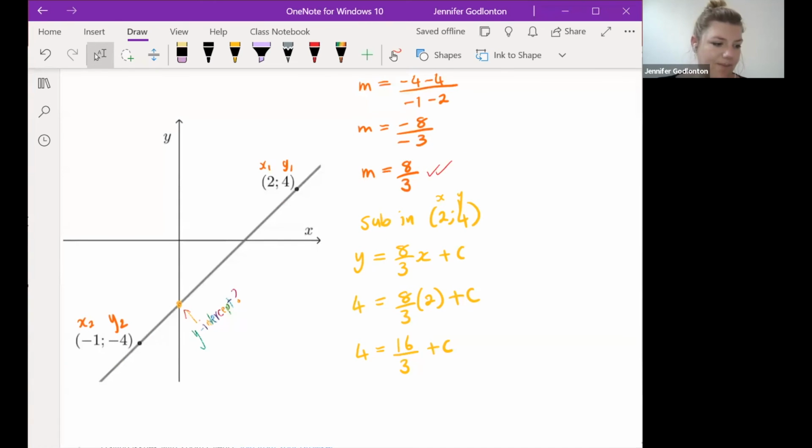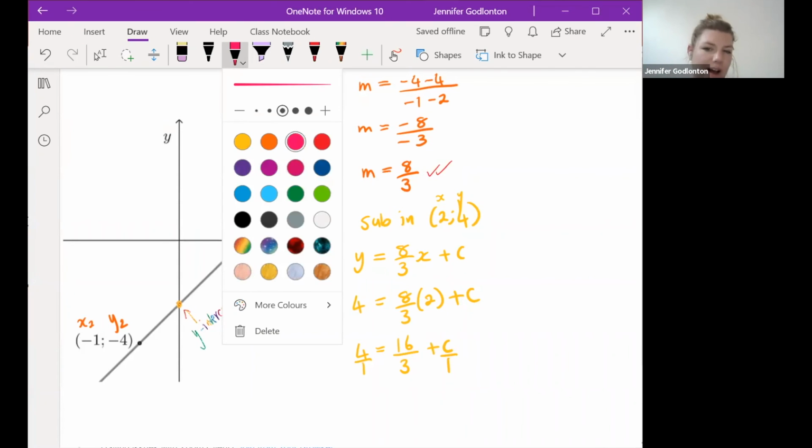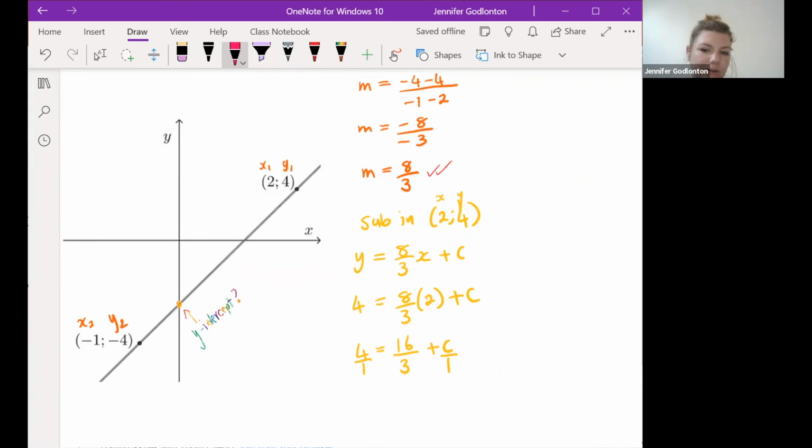Tiana, yeah. You can put the 4 over 1. Good. Okay, so I'm going to put that over 1. What else do I have to put over 1? The c. I have to put the c over 1. Good. Once I've put them over 1, what am I trying to find? Why do I put them over 1? So we can make the denominators the same.